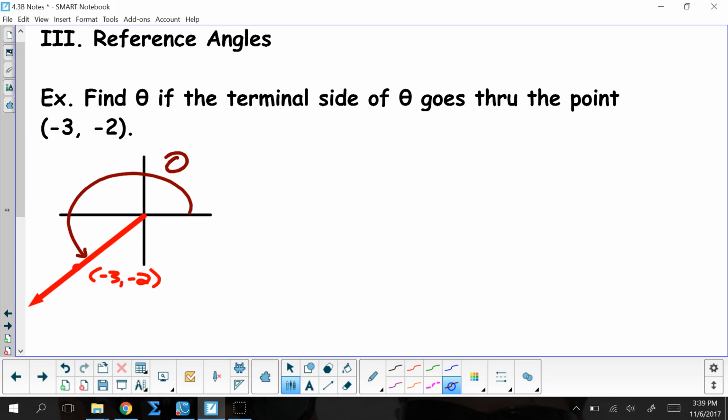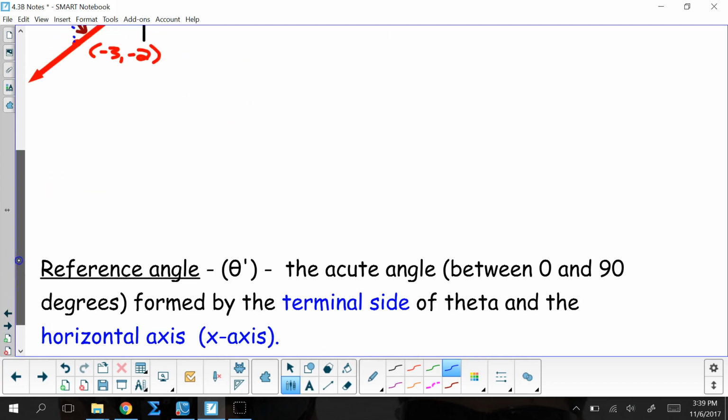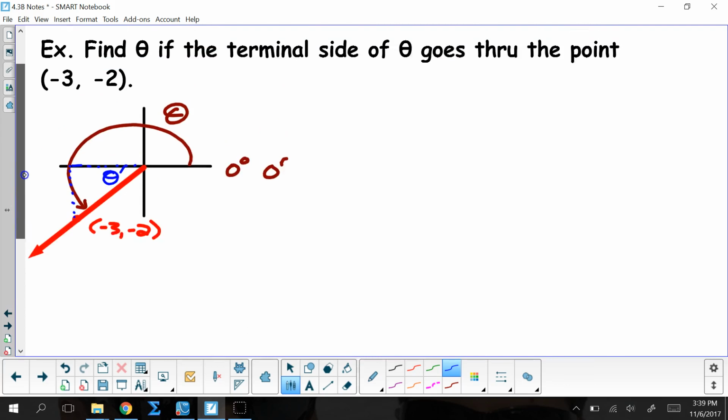That's going to be my theta, the angle that I'm looking for, because over here is my 0 degrees or 0 radians. But in order to find that, I've got to use a reference angle, which is right there. Because the reference angles, remember, always come off of the horizontal axes, which you should have gotten in video number 1.